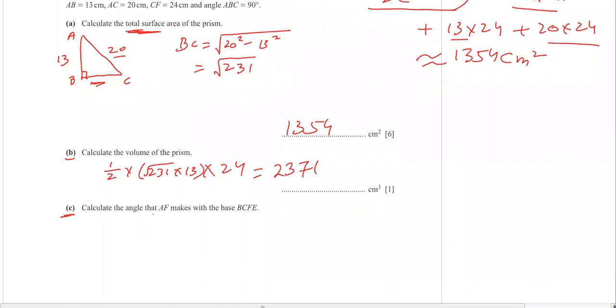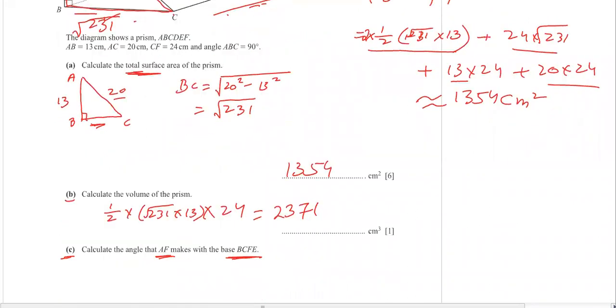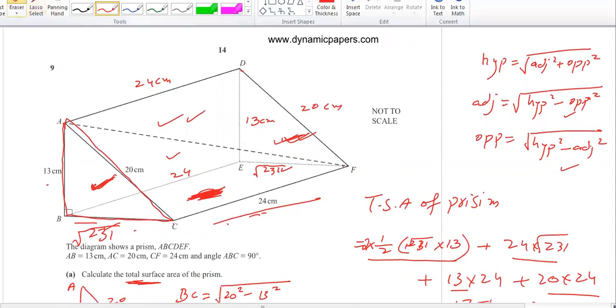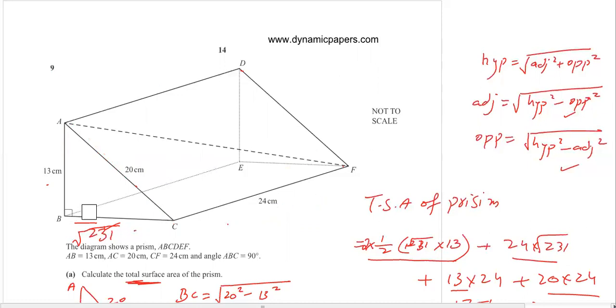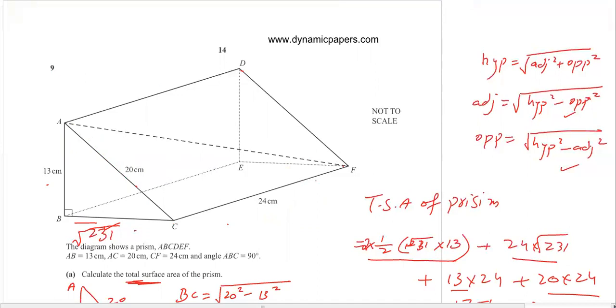And then part C is saying calculate the angle AF makes with the base BCFE. This angle I have to find between AF and the base. Okay, I need to clear this a little bit to make sure that you properly understand what has been asked. So some of the things that I don't need here, I will remove. Okay, it has been asked here. You need to find this angle, this is AF and with the base.